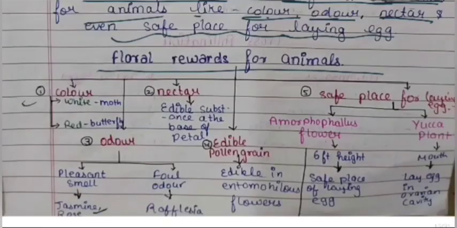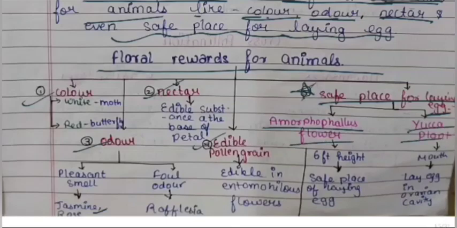Now, floral rewards for animals are color, nectar, odor, and edible pollen grains, and the most important one is a safe place for laying eggs. In the case of Amorphophallus flower and the yucca plant, the Amorphophallus flower is itself 6 feet high and is a safe place for laying eggs. If we come to yucca plants, then the moth lays eggs in its ovarian cavity.